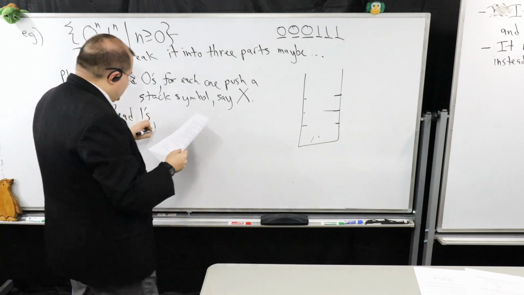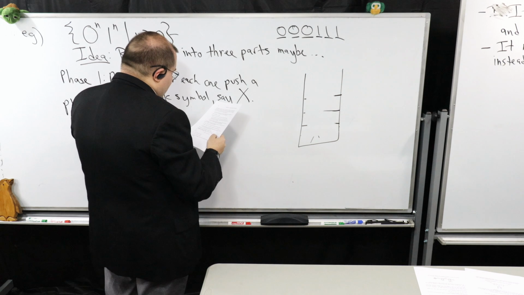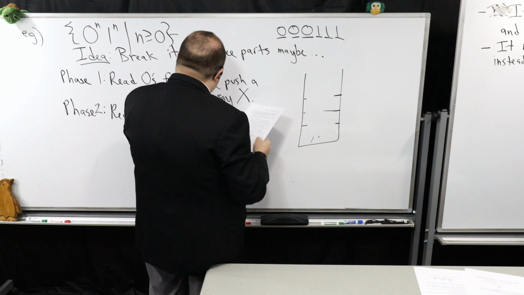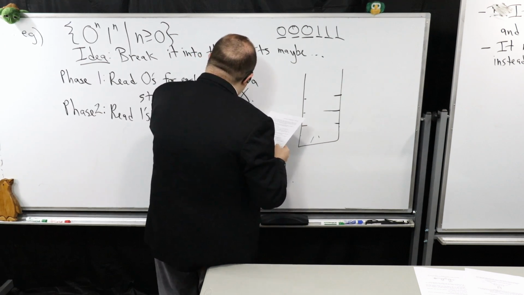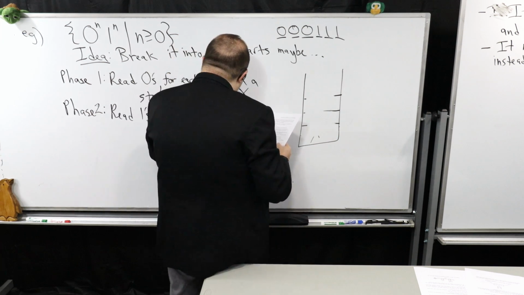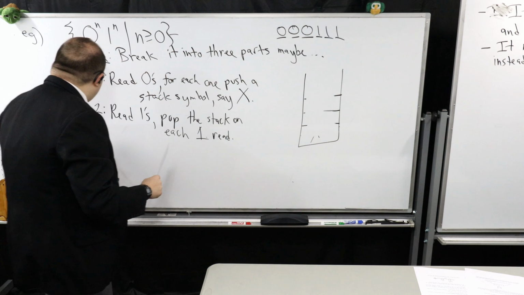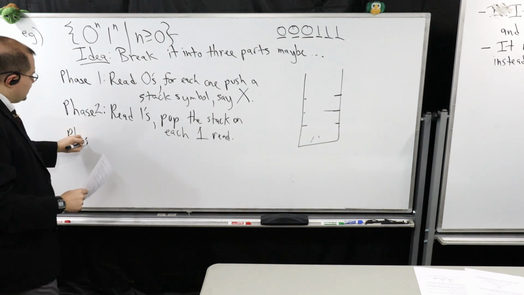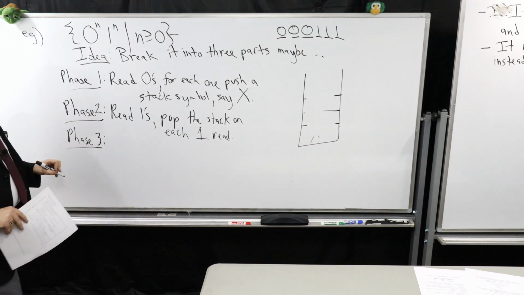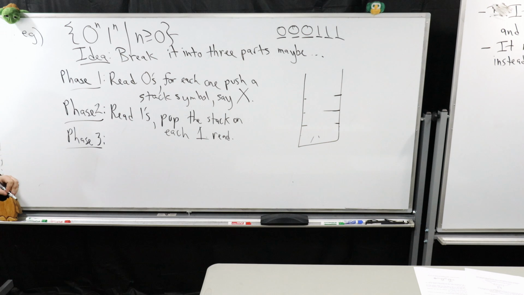Read ones. So of course we pop the stack on each one read. And then naturally, as the wonderful suggestions would suggest, we just want to check if the stack is empty. If the stack's empty, then we're good, right? Then we accept.